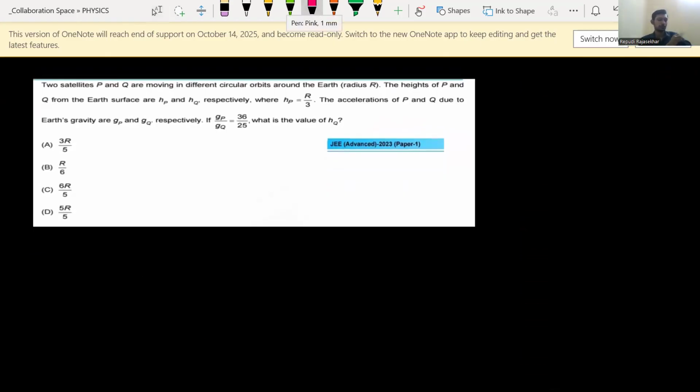See the complete question. Two satellites P and Q are moving in different circular orbits around the earth. The heights of P and Q from the earth's surface are HP and HQ respectively, where HP equals R by 3. The accelerations of P and Q due to Earth's gravity are GP and GQ respectively. If the ratio of GP by GQ equals 36 by 25, what is the value of HQ? They're asking. Okay. Just pause the video and try it by yourself. Just try to connect with the formulas.